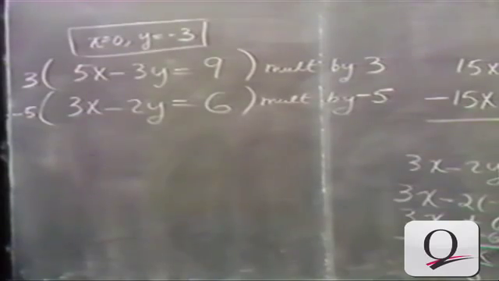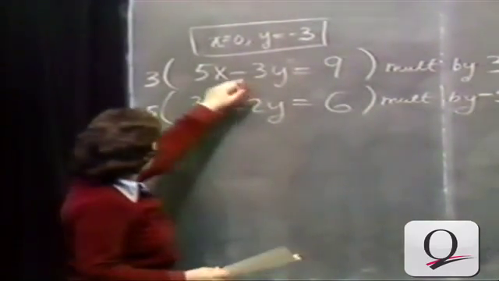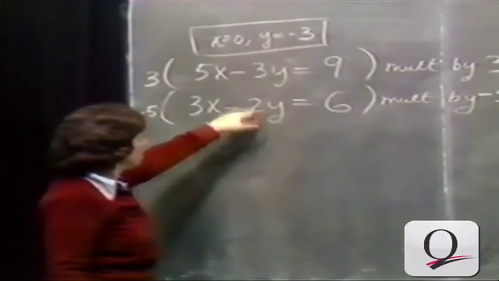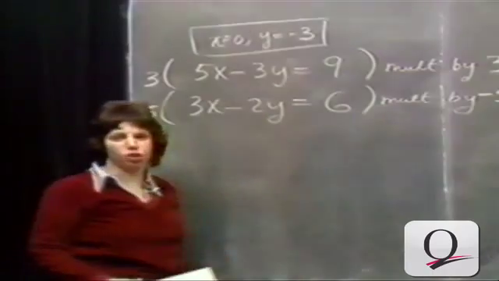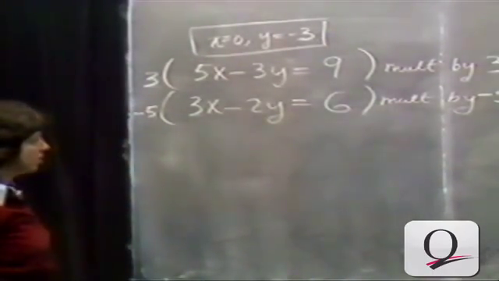And don't forget, you could have done this by eliminating y. You could have multiplied the top equation, say, by 2, the bottom equation by minus 3, giving you minus 6y and plus 6y. So when you add the equations, the y's would have dropped out instead of the x's.